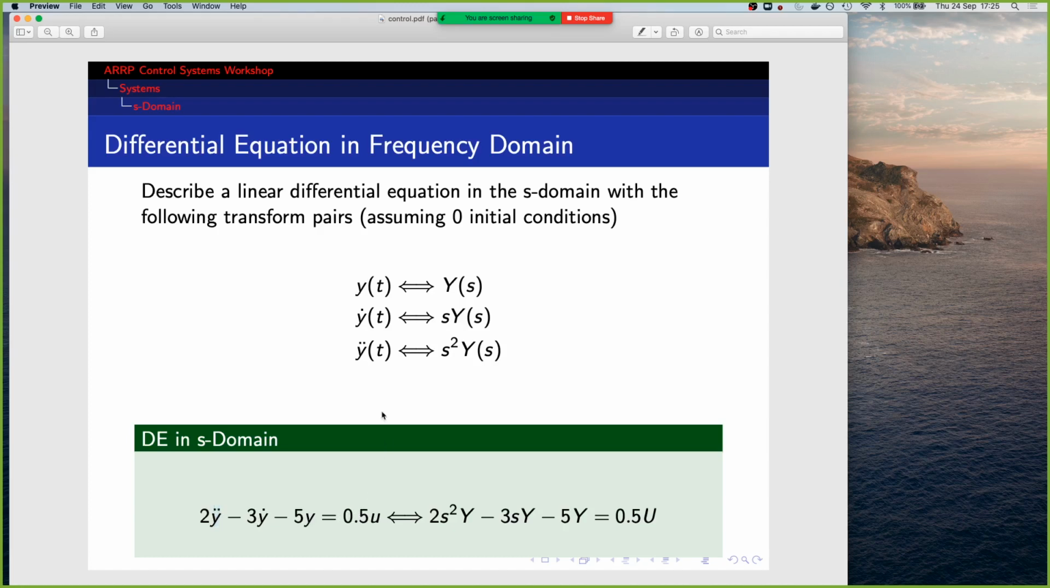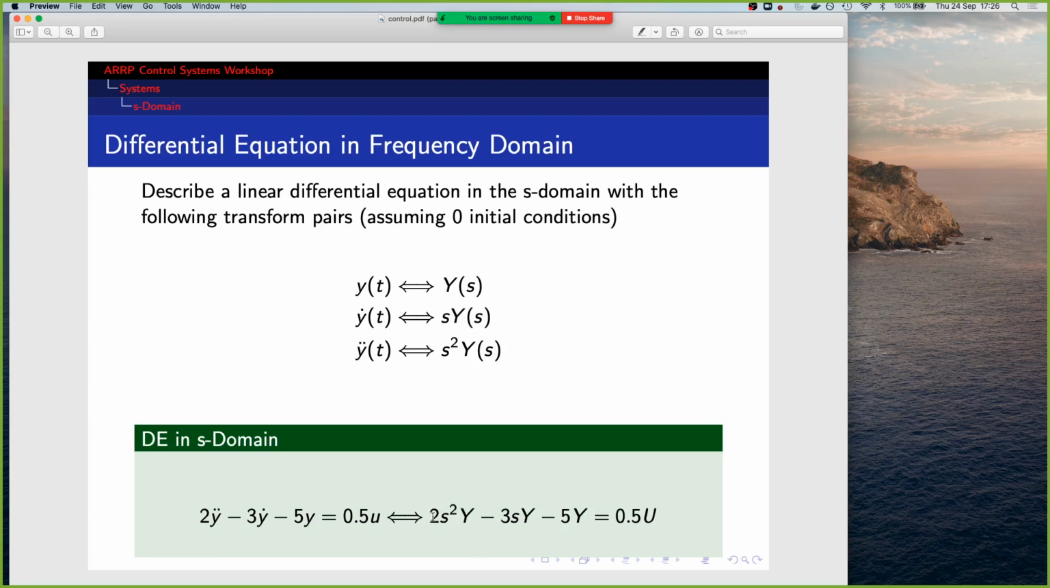So when we use Laplace transforms, we basically use these relations to move between the time domain on the left and the S domain, or the frequency domain, on the right. So y in the S domain is just y as a function of s. The derivative of y is s times the Laplace transform of y, and the second derivative of y is equal to s squared multiplied by the Laplace transform of y. So in the S domain, we go from working with derivatives to working with powers of s.